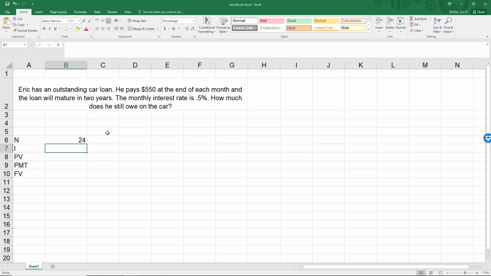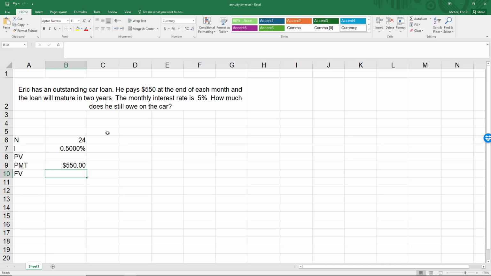Interest rate, 0.5%. That's going to be 0.005. Make sure it's 0.005, not 0.5. Excel will potentially get confused if you are not careful with your decimal places. Present value, that's what we're going to find. So that gets left blank. Payment, our monthly payment is $550, so I'm going to put in $550.